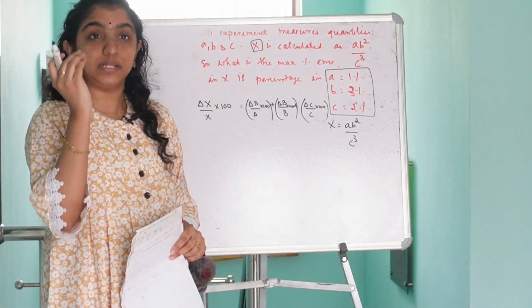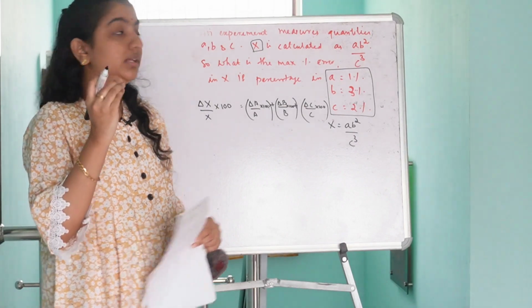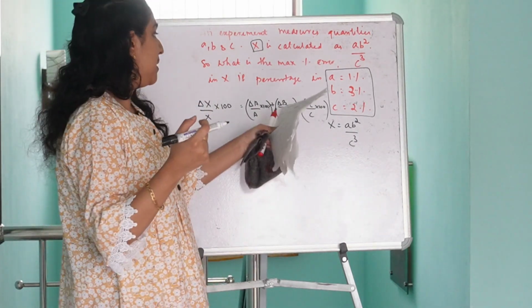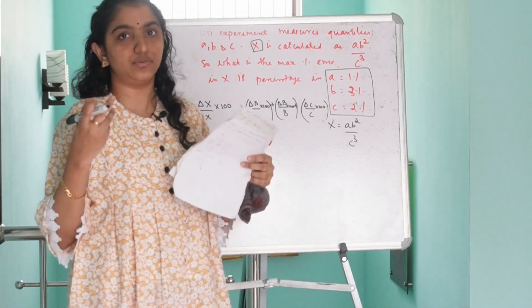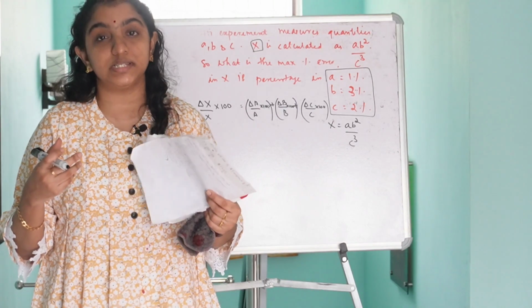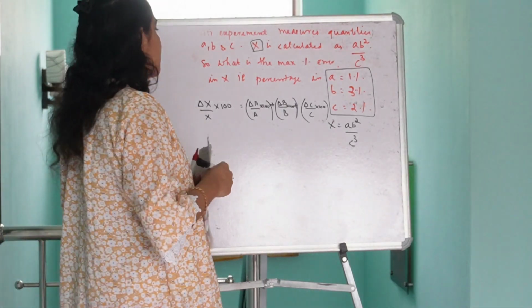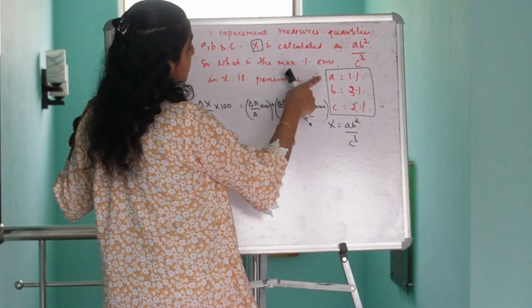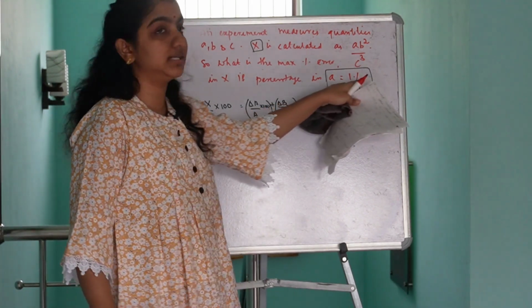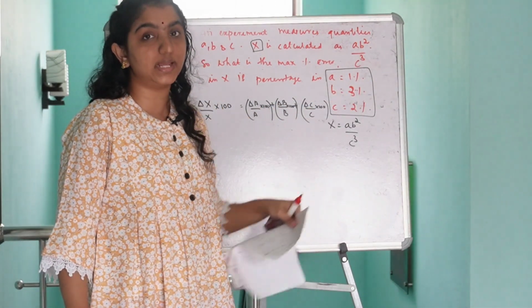It is nothing but the percentage error in the measurement of physical quantity A, percentage error in the measurement of physical quantity B, and percentage error in the measurement of physical quantity C. Is it clear? Yes. So now, in the question also you are provided with the percentage errors of A, B and C, isn't it?